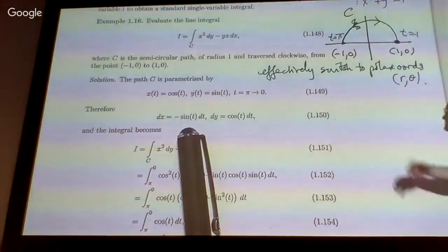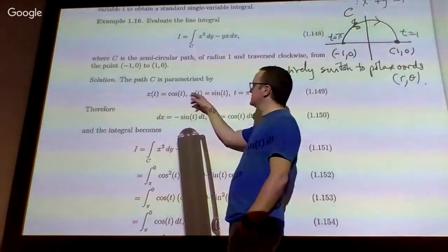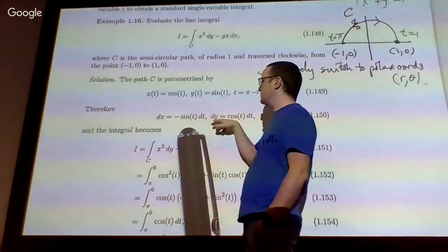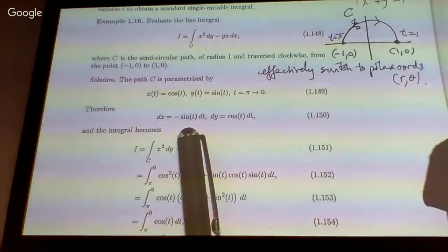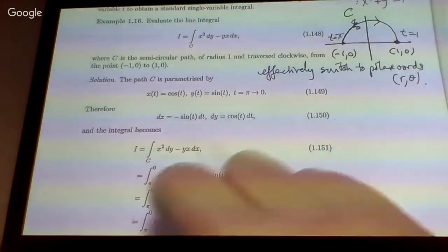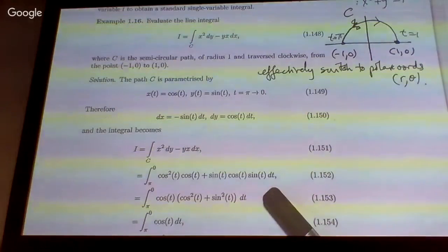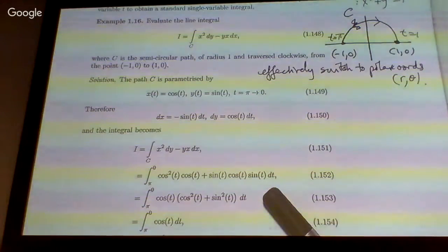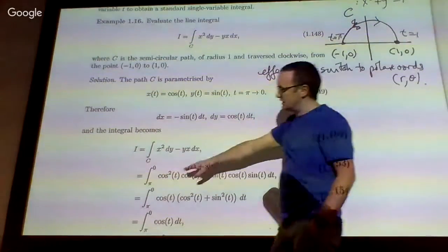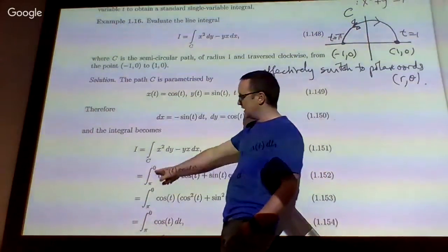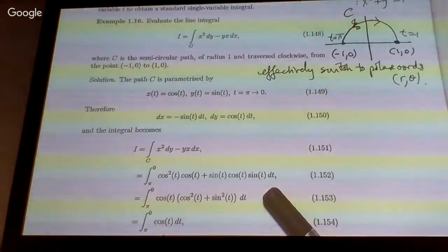So now you've got something to substitute for your x and y in terms of t, and something to substitute for your dx and dy in terms of t. So you can take your original linear differential form and translate it completely into t. And we're going from this point back to this point, so we're starting at t equals pi and ending at t equals 0.